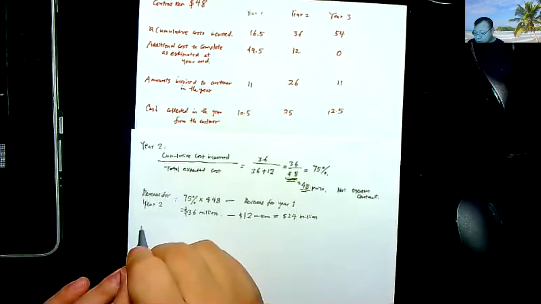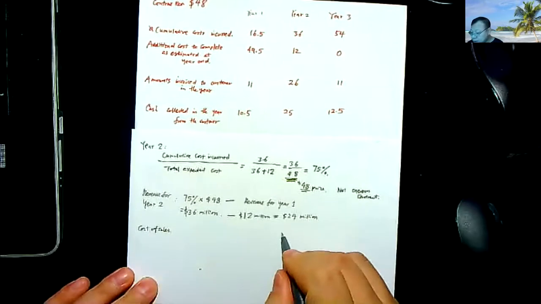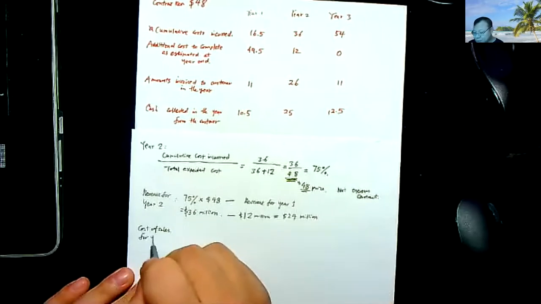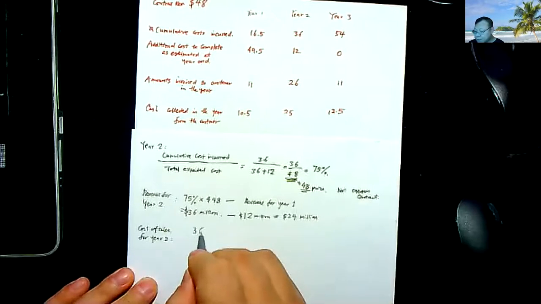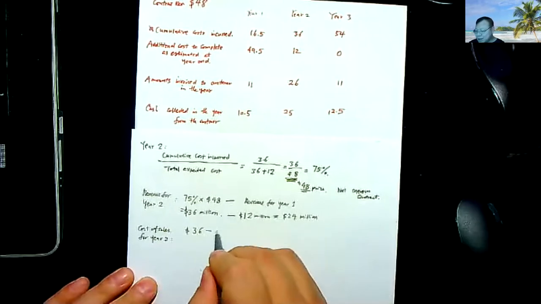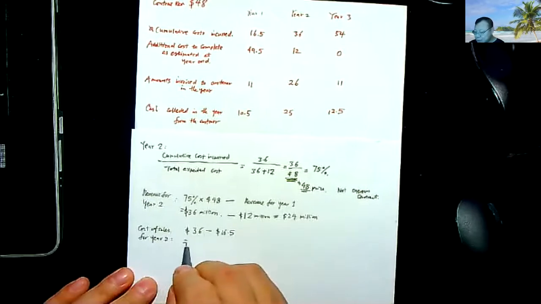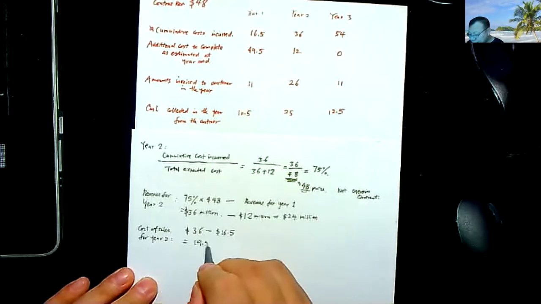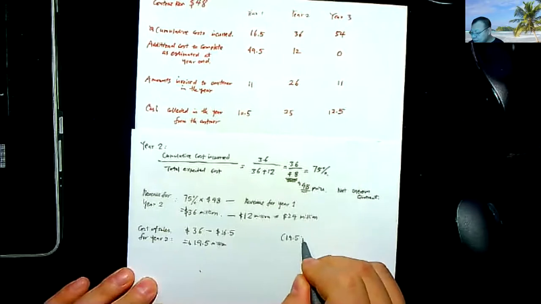So now the cost of sales. How much is it for year two? The cumulative by the end of year two is 36. Previously, the cost was 16.5. So the cost for year two is 19.5 million.